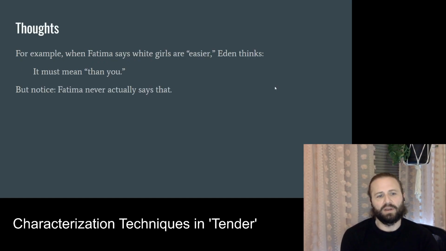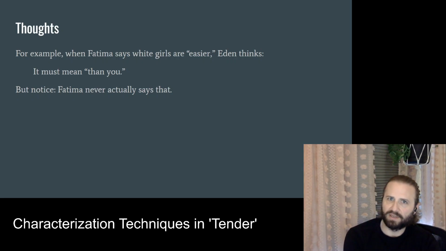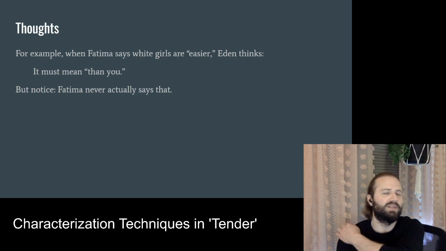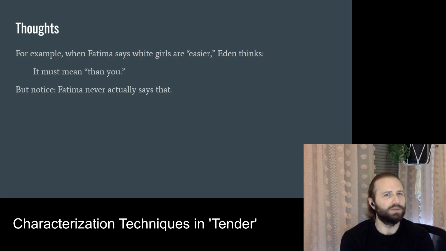So, the thoughts of the characters. This is an especially important part of the story, especially when we see this through Eden's eyes. Now, with thoughts in this story, everybody, think about the ways that we have direct access to characters like Eden. We have direct access to her thoughts. But on the other side, we don't have access to Fatima's thoughts. And this is part of the reason I want you to write the creative activity this week to rewrite a scene. You're going to imagine a scene from Fatima's perspective.